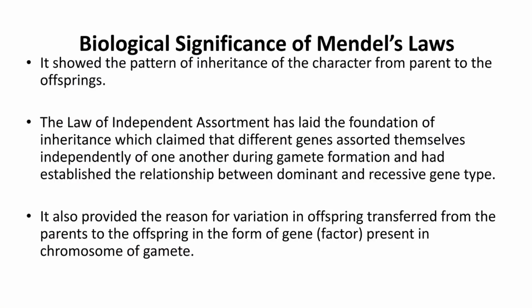So, we have understood the laws of inheritance. These demonstrate the pattern of inheritance of the character from parent to the offspring. The law of independent assortment has laid the foundation of inheritance, which claimed that different genes assort themselves independently of one another during gamete formation and had established the relationship between dominant and recessive gene types. It also provided the reason for variation in offspring, transferred from the parents to the offspring in the form of genes present in the chromosome of the gamete.